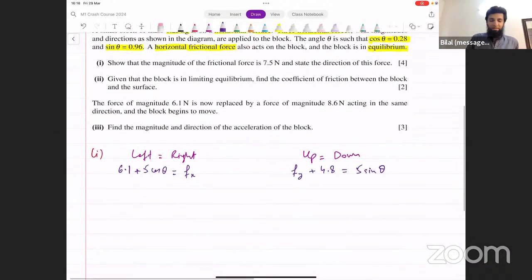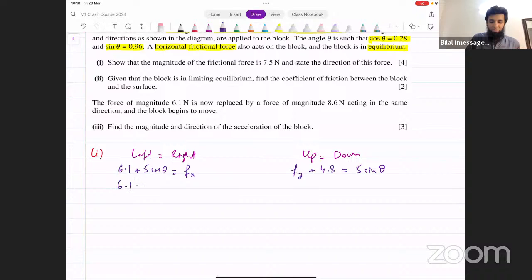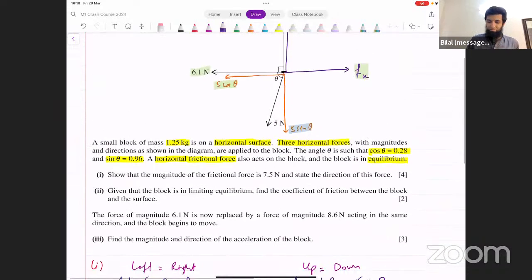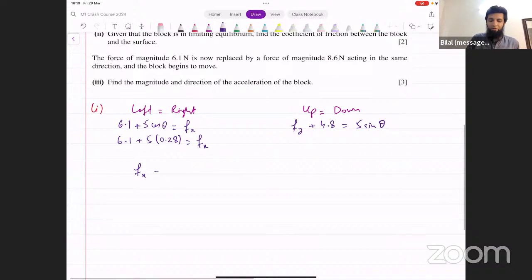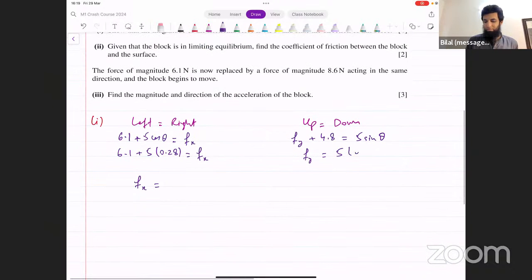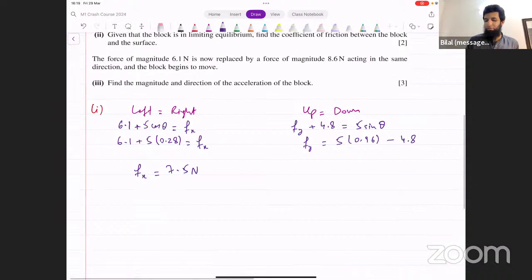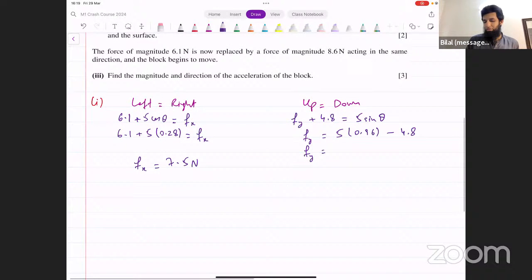Now we have cos theta and sine theta values given in the question. Cos theta is 0.28, sorry. So it becomes 6.1 plus 5 into 0.28. That equals Fx, right? That will give you the value of Fx. What's that? So Fx is 7.5 Newton. And then Fy equals 5 into 0.96 minus 4.8. What about that? 0. This is 0.